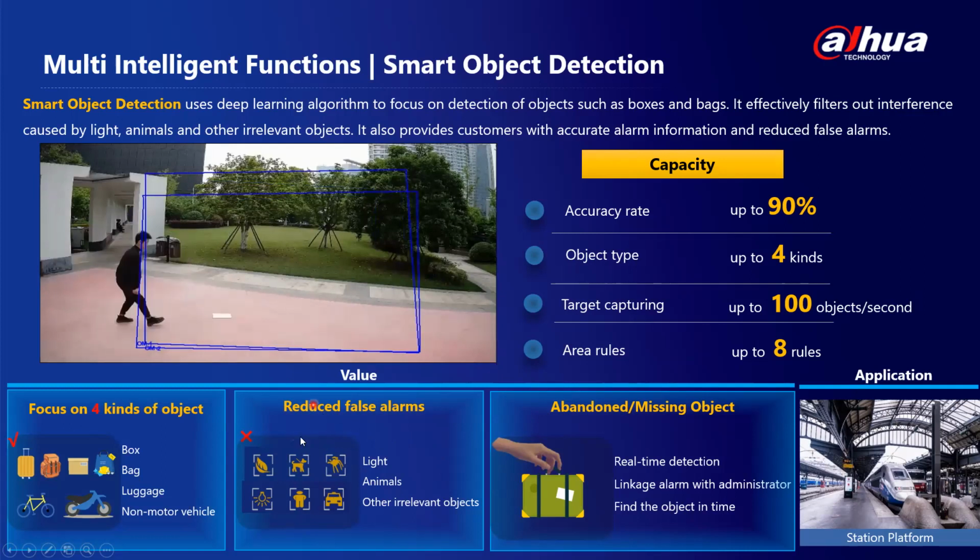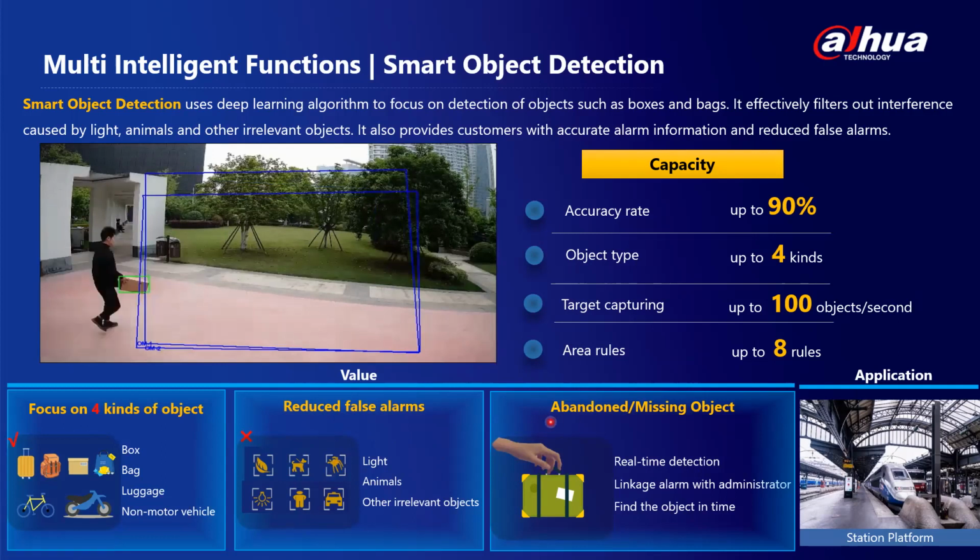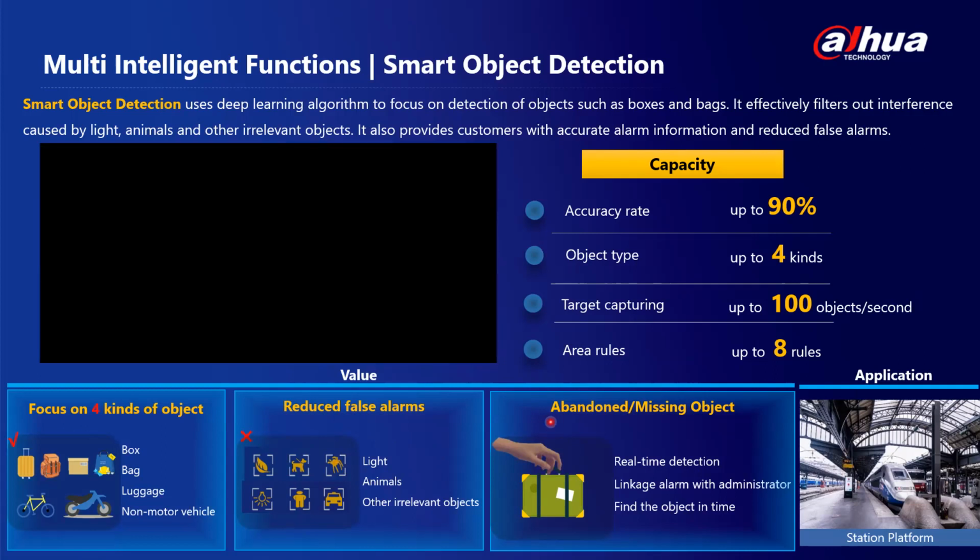So this is like a traditional IVS that cannot filter out those non-essential alarms. This detects any abandoned or missing objects, giving us these security features just to ensure that whatever has been left is not malicious, or whatever is missing can be traced accurately.